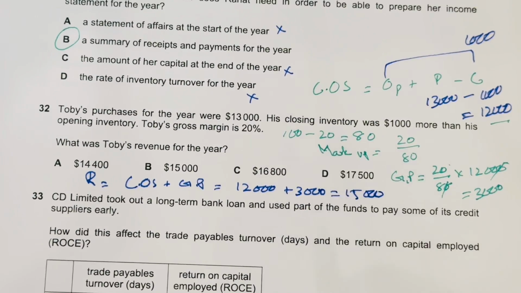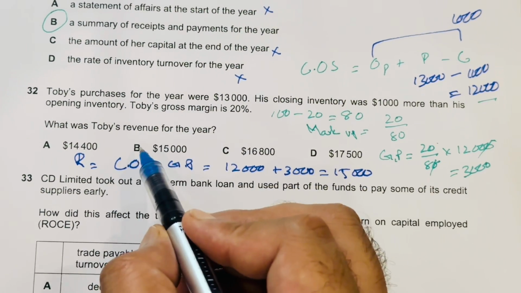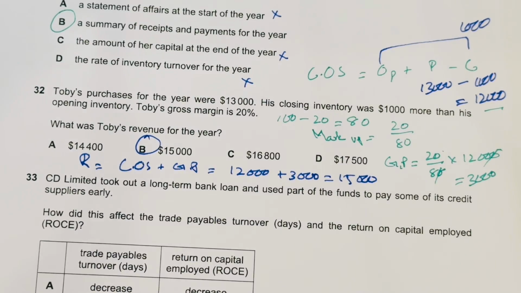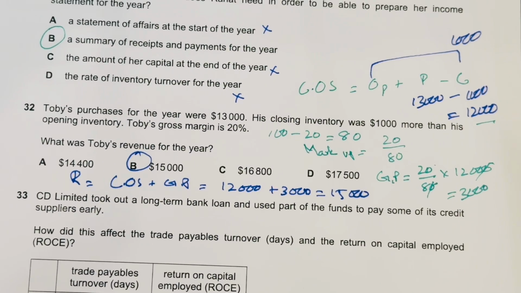So the revenue would be 15,000. So option number B is the right option. First, we calculated cost of sale from purchases and the difference between opening and closing inventory, which was 1,000, and we subtracted it because closing inventory had a greater value by 1,000. So we calculated cost of sale first, 12,000.